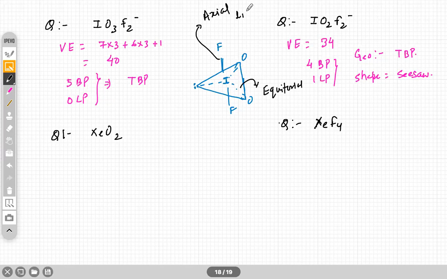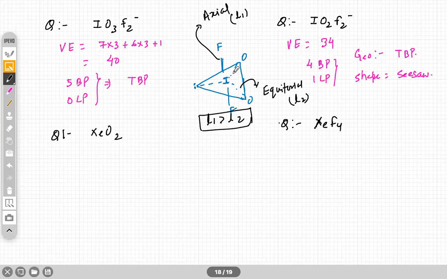We have two different bond lengths also. Suppose the axial bond has bond length L1, equatorial has L2. So the bond length of axial bond L1 is greater than L2. Okay, this you must take care of. The bond angle here, between this bond and the plane of the triangle, is 90 degree. This bond angle is 120, this is 120 in the plane of the triangle. And the angle between this bond and the plane of the triangle is 90 degree. Two different bond angles we also have here.